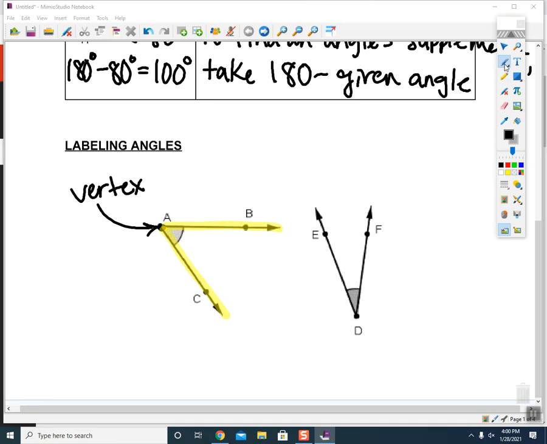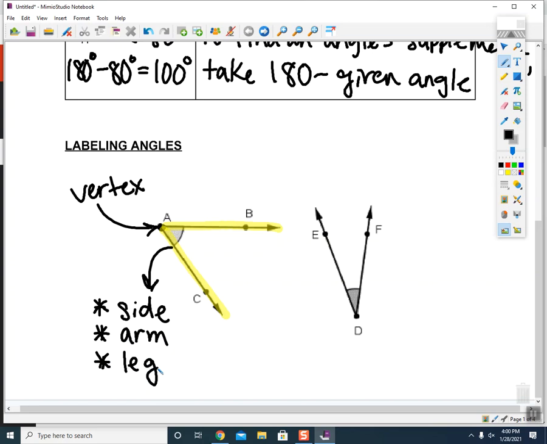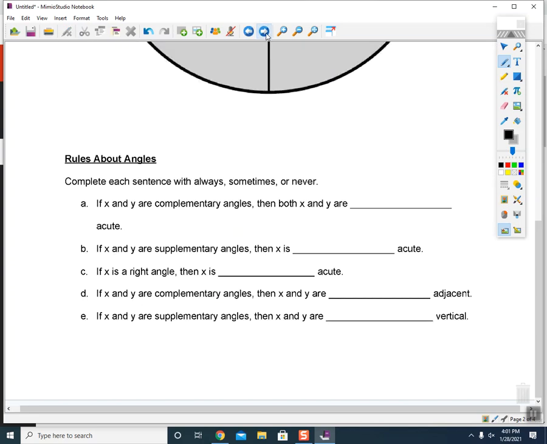These parts have a couple different names. This can be called a side, which is how we're going to be talking about it the most. We can also have the term arm, the arm of an angle. We can also have the term leg. So just think of body parts and you'll get it. Leg is mostly used when we talk about triangles, which we're going to get to. If we're just talking about angles themselves, we're usually just going to say it's the side of an angle. Okay, so those are our parts.